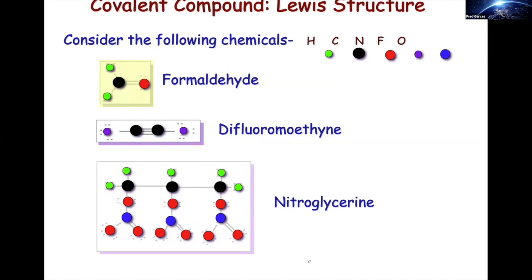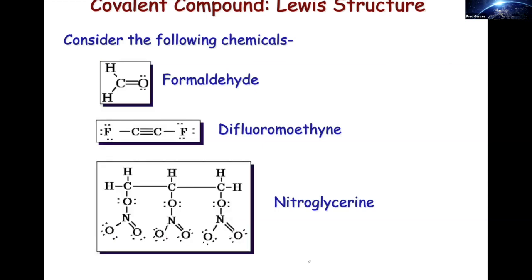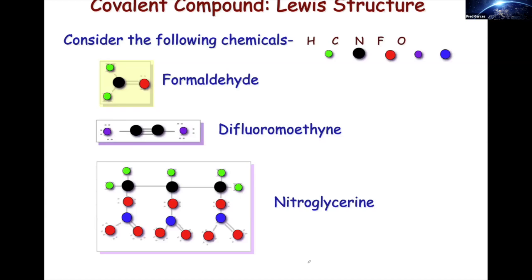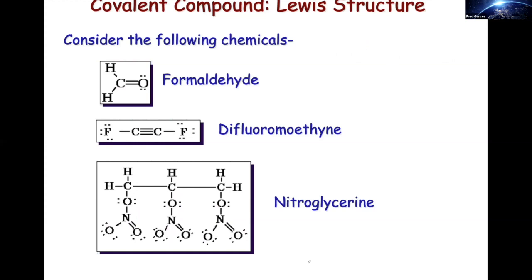Here's where we are going with Lewis structures. This is formaldehyde, difluoromethane, and nitroglycerin. Nitroglycerin is the same chemical that is used as an explosive, but it's also good in terms of helping stabilize the heart. These are the Lewis structures. Look at the ball and stick model. Look at the Lewis structure.